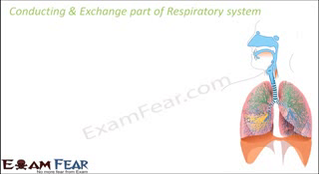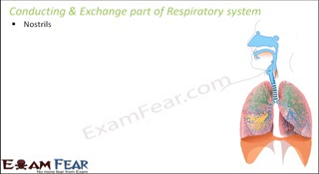Let us see, now we have discussed all the parts of the human respiratory system. Amongst all these parts, most of them play an important role in conduction, and only one of them plays an important role in the process of exchange. So let us see which are the conducting and exchange parts of the respiratory system.